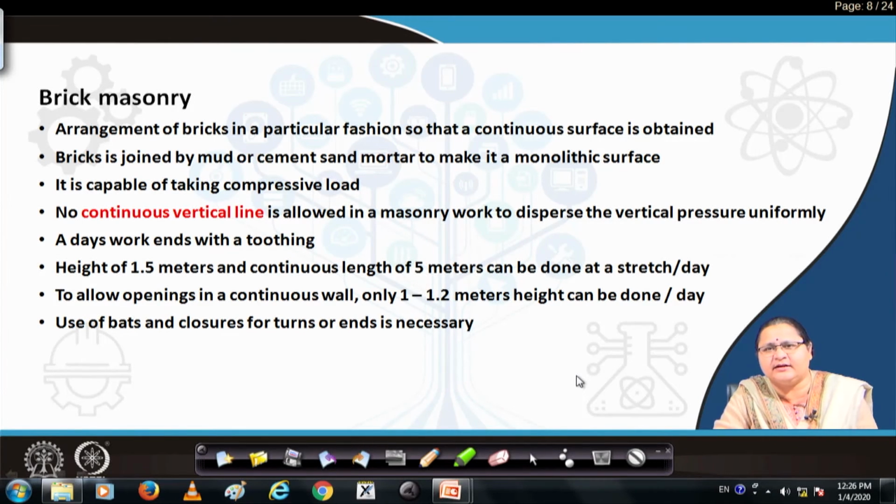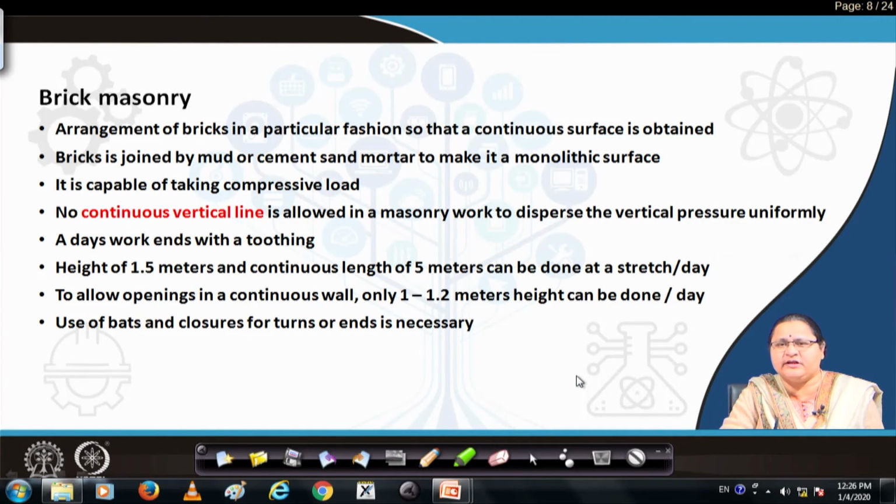So, how do we end a wall? If you want a straight wall, you have to break the brick or make it half. So, you can break it into two parts, which is bat. It may be half bat. If required, you may use a 3/4 bat. It depends on the type of bonding you are selecting.